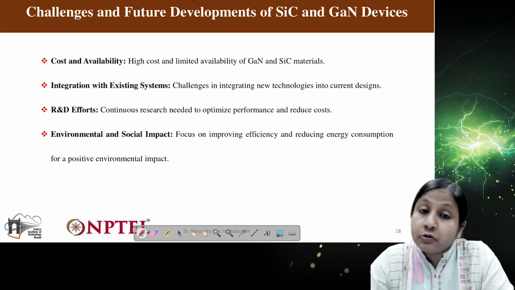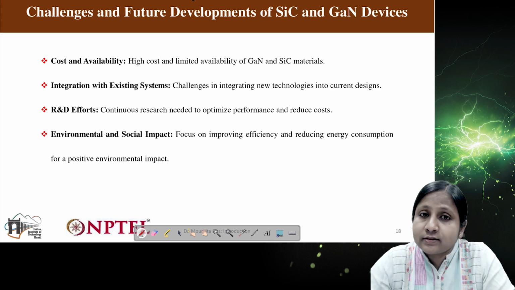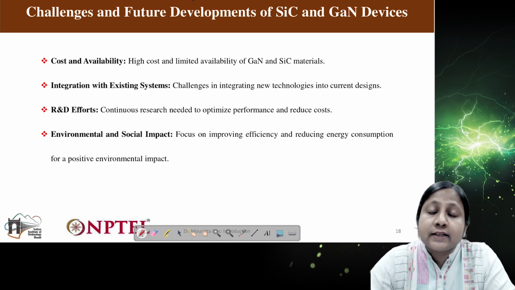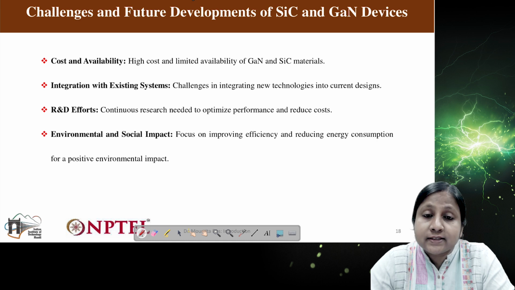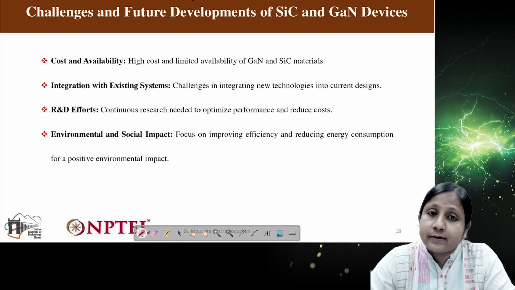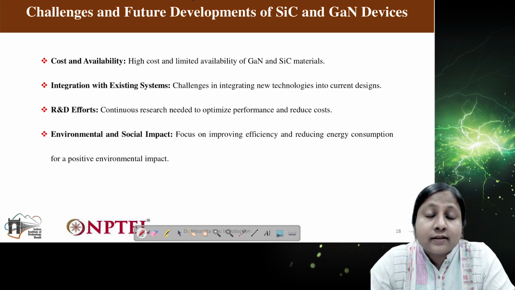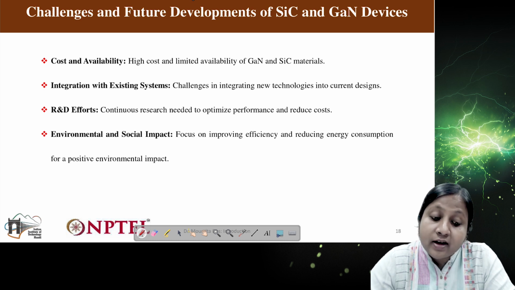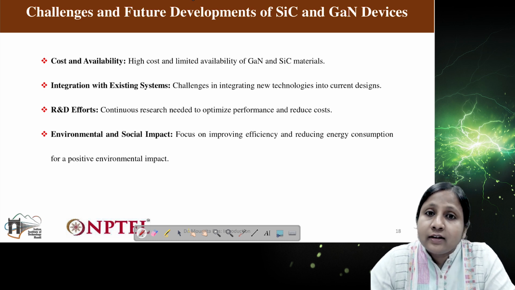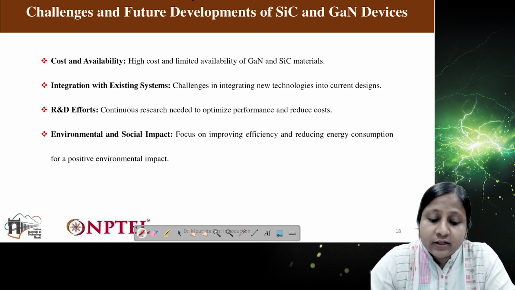Now you know about the advantages. Obviously these devices have better properties than silicon, and it is expected to achieve a better system by using these devices. But this doesn't come without a cost. There are challenges, and this will give us a window for research in this particular area. So what are the challenges?